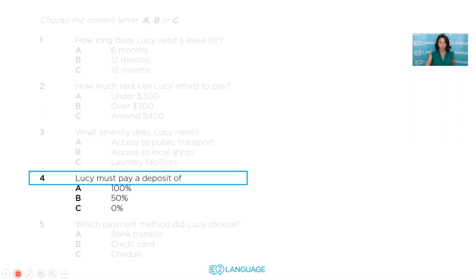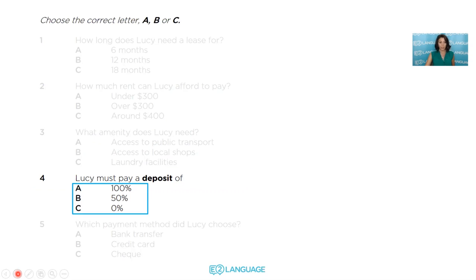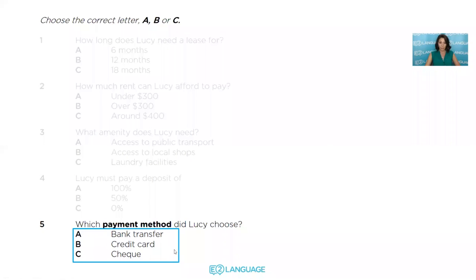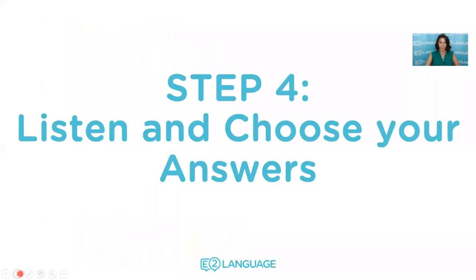Question 4, Lucy must pay a deposit of, and the key word here is deposit. Is it 100% deposit, 50% deposit, or 0%? And finally, question 5, which payment method did Lucy choose? So the key word here is payment method, and the answers are bank transfer, credit card, or check. So now that we've had a look at all of the questions, identified the keywords, and looked at our answer options, we're ready to listen and choose our answers.